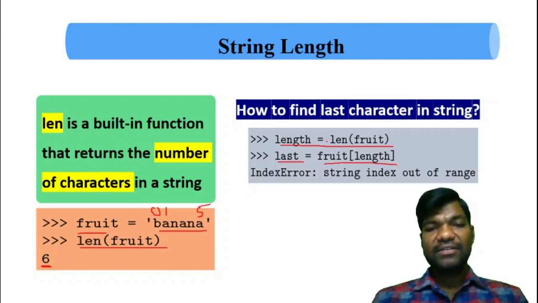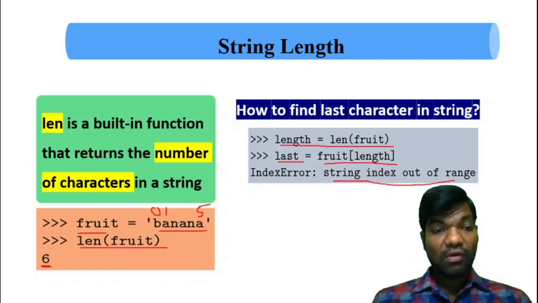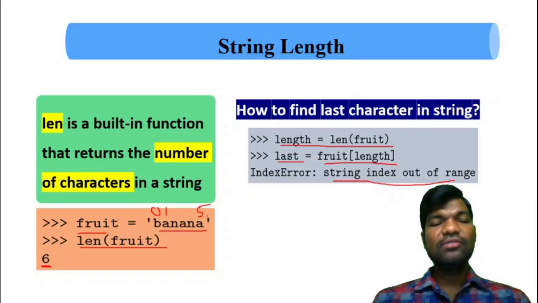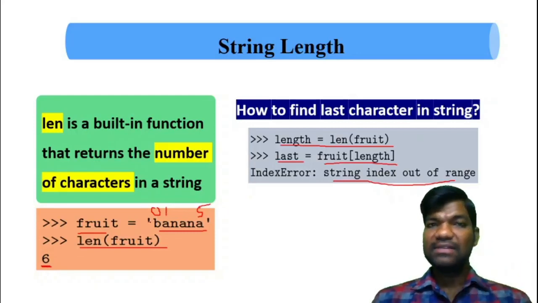Fruit of length. What is the length here? 6. Fruit of length means fruit of 6. It will display an error because it is out of range. What are the valid index values here? 0 to 5. Of course, you are getting 6, but here only 0 to 5, because the index values start with 0.